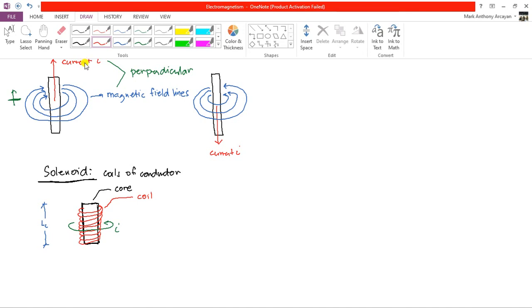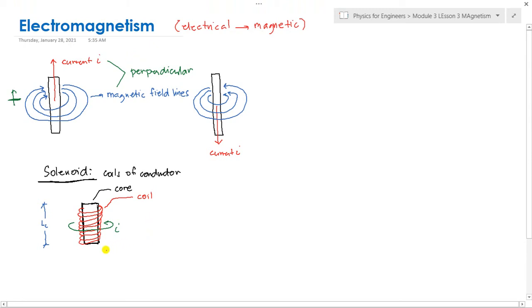So here, since this is counterclockwise, it starts at the bottom. So we draw our magnetic field lines starting at the bottom. Therefore, this now simulates the permanent magnet, since we know that already.